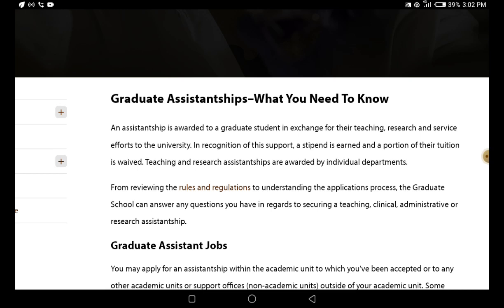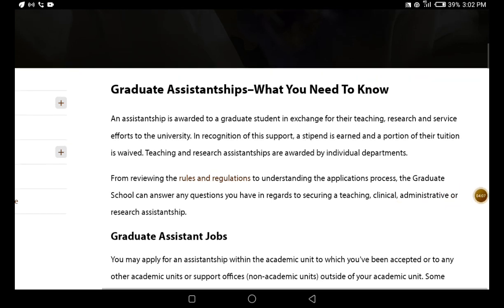It might be the same, it might be different. So you need to check which rates your department is giving, what amount of tuition is waived, and whether the stipend you are getting can cover the remaining tuition, because part of the tuition will actually be waived. Okay, so here it says from reviewing the rules and regulations to understanding the application process, the graduate school can answer any question you have regarding securing a teaching, clinical, administrative or research assistantship.